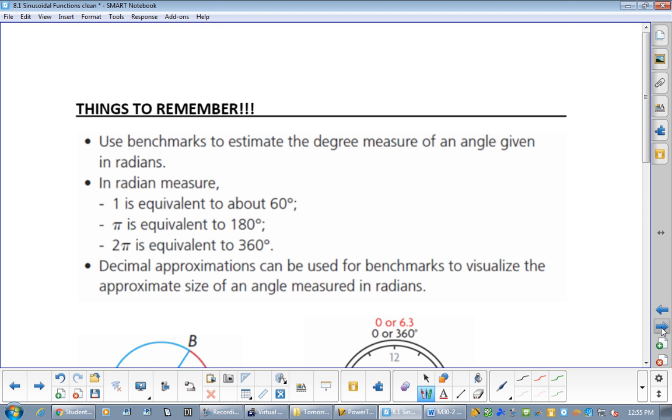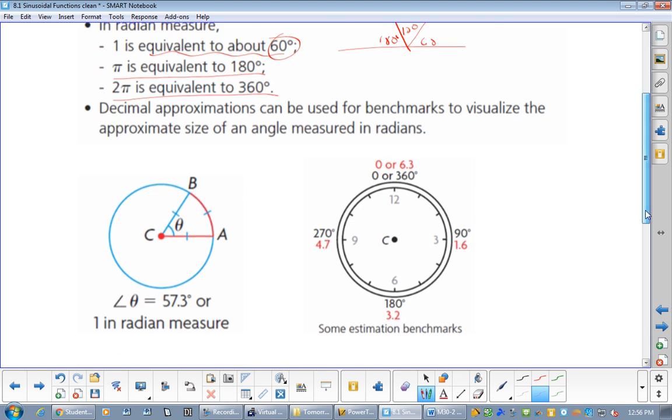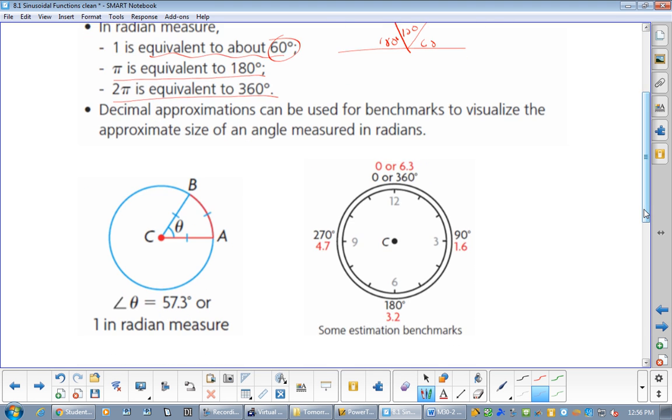Okay, so here are all the things. 1 radian is equivalent to about 60 degrees. And it kind of makes sense because we've got 60, 120, 180, so 3 of them kind of fit in there. Pi is equivalent to 180, and 2 pi is equivalent to 360. Here we have what a radian looks like, and it's 57.3 degrees. Now, you will see something like this in the diploma.